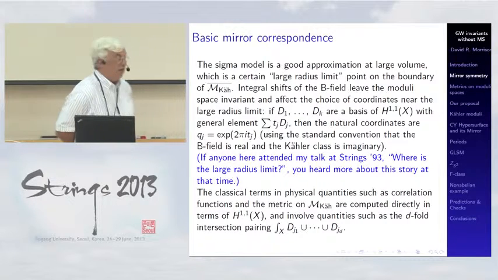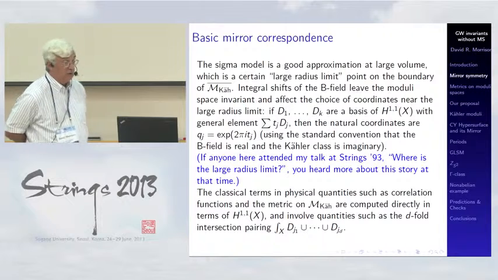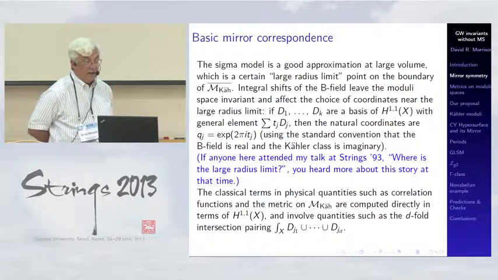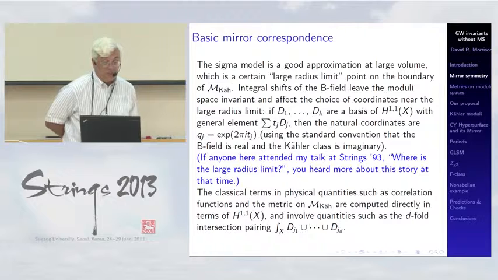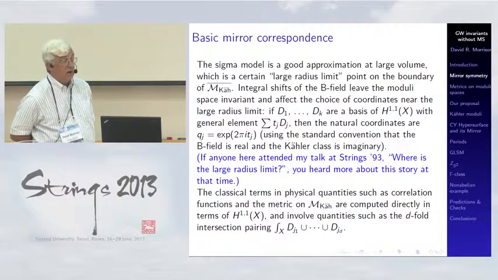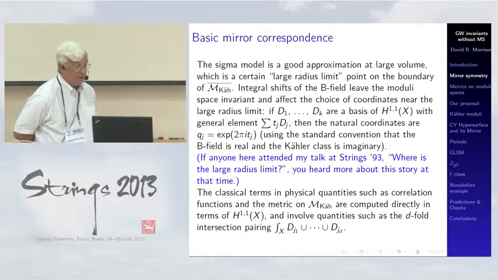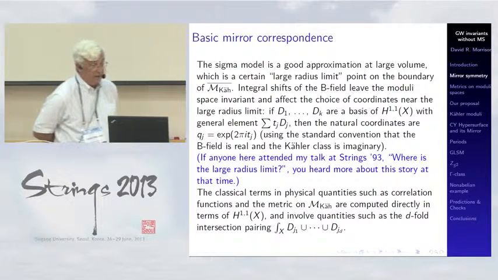So there are various physical quantities which can be computed in terms of this moduli space, and they typically will have a classical term which is directly expressed in terms of geometric properties of this intersection, the intersection ring structure on the even cohomology. For example, you might have a d-fold intersection pairing, which is the classical term in a d-fold correlation function on this particular variety.